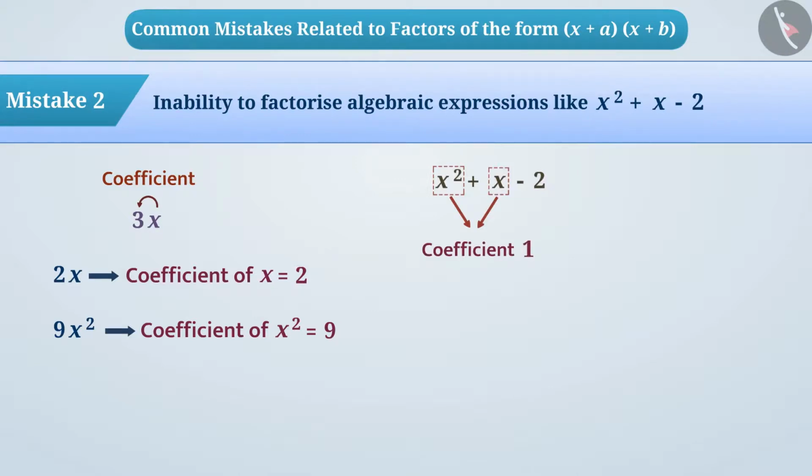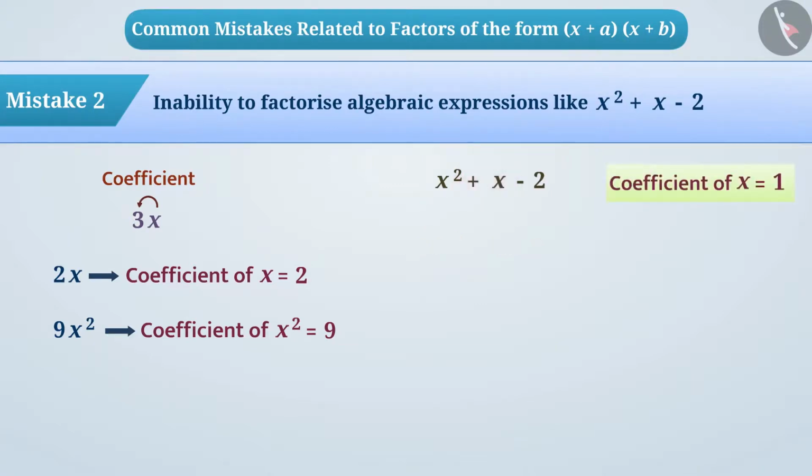Some children do not have this idea, so they are not able to factorize algebraic expressions like x square plus x minus 2. Remember, if no coefficient is given in any term, then in that case we should take coefficient 1. So here we will take the coefficient of the middle term x as plus 1.